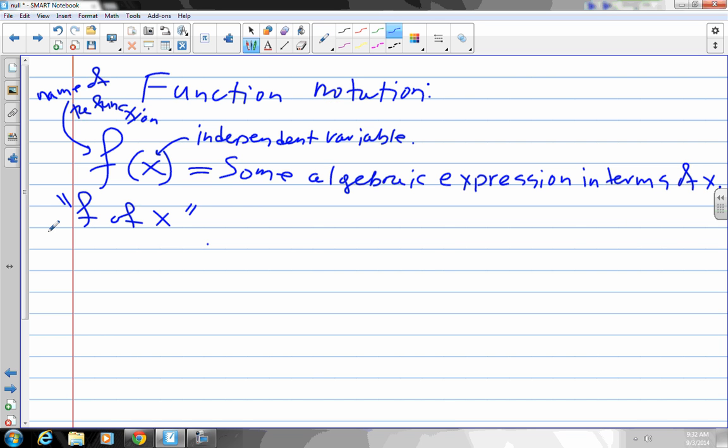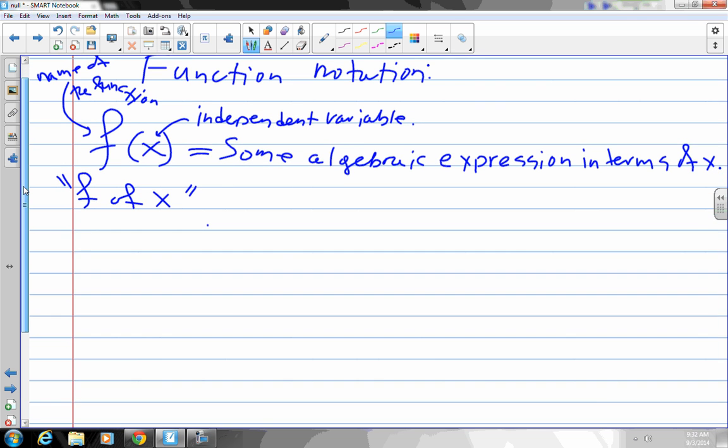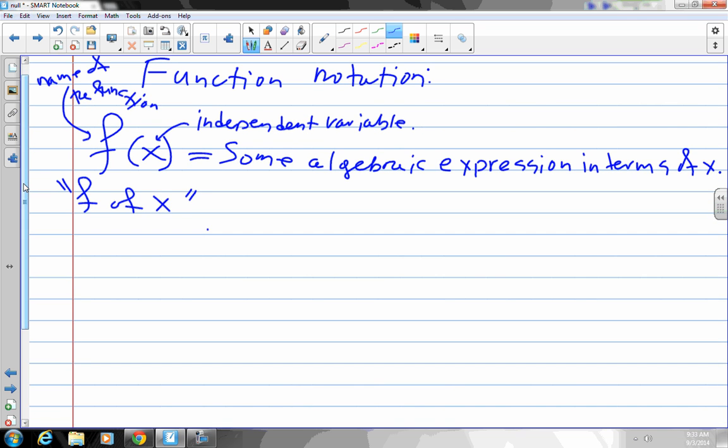How many of you have seen that type of notation? Okay. So when you see things like, here's an example.